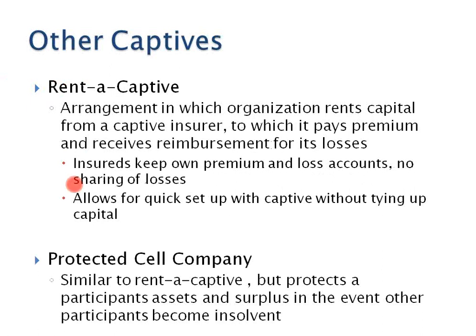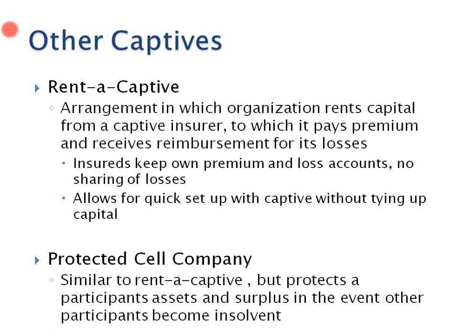Then we have two other captives, which are rent-a-captive and protected cell. Rent-a-captives are kind of unique, and from what I've heard aren't that popular anymore. They were popular at one point. But the idea is that it's an arrangement, and this says in here, in which an organization rents capital from a captive insurer to which it pays premium and receives reimbursement for its losses. The insureds keep their own premium and loss accounts, there's no sharing of losses, and it allows for quick set up of the captive, or for tying it up.